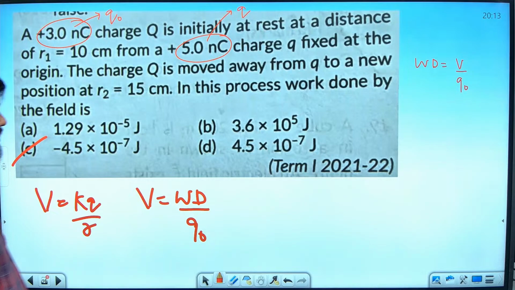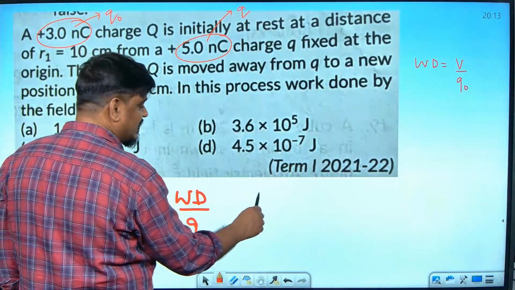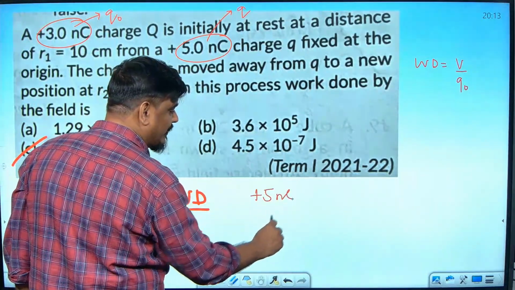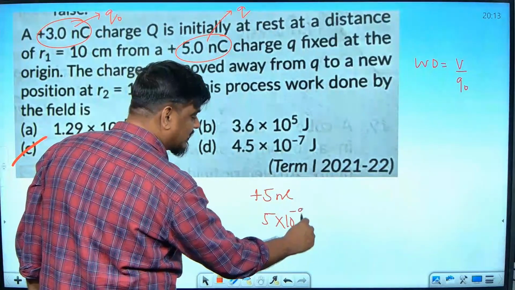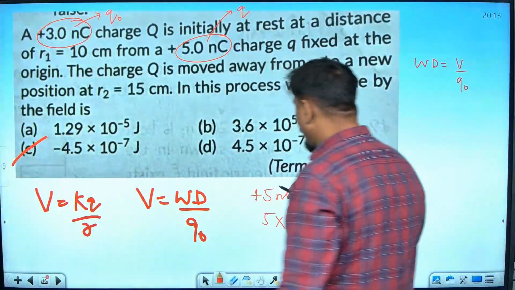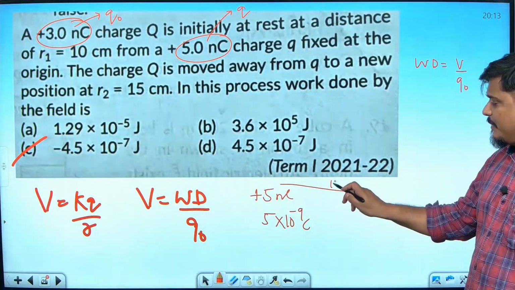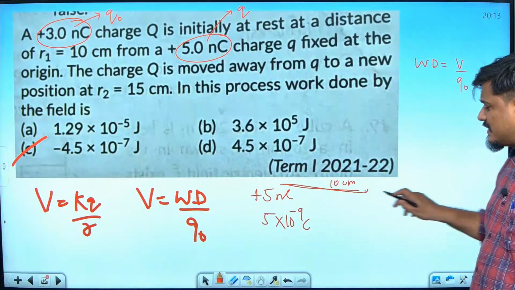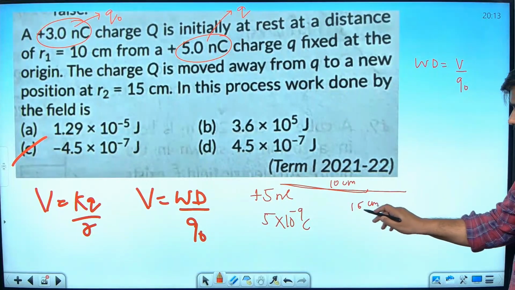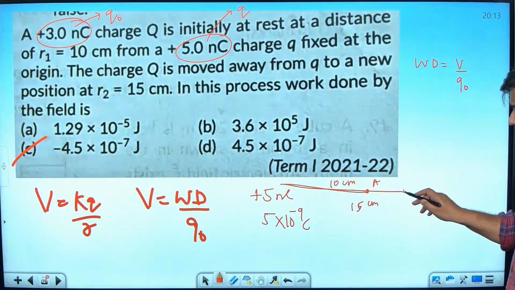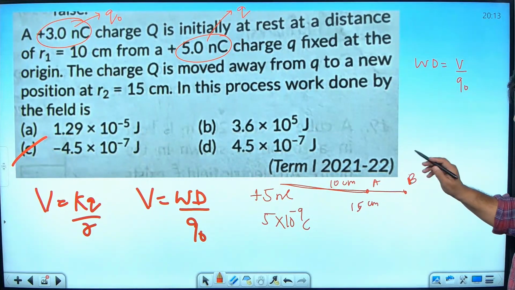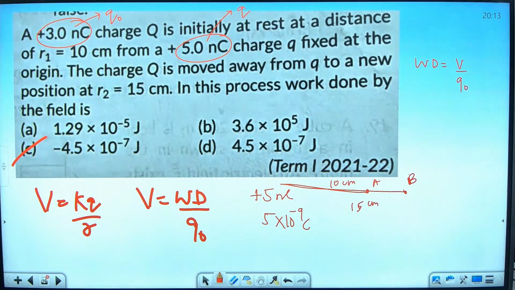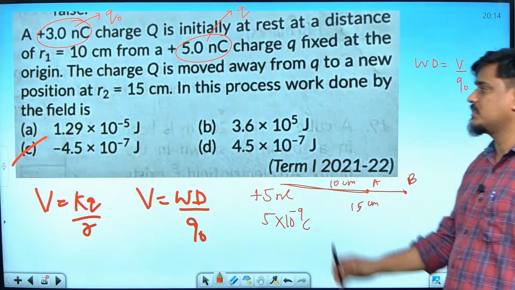Then it is correct. I hope you are getting what has to be done in this question. For plus 5 nanocoulomb charge, it means 5 into 10 to the power minus 9 coulomb, you have to find the potential at 10 centimeter, then the potential at 15 centimeter. So you get the value at this point as V of A and at this point as V of B. Then you subtract VA minus VB to get del V, the potential difference, and then multiply with Q naught, 3 nanocoulomb, and you will get the work done in this process.